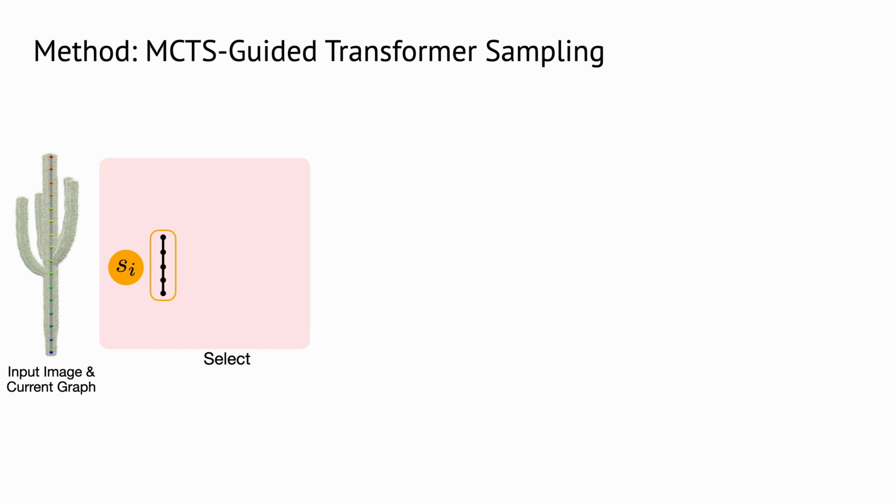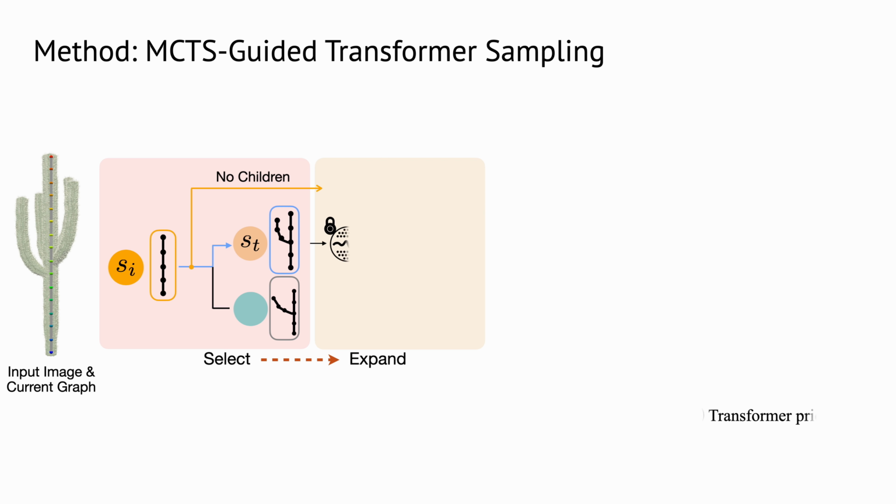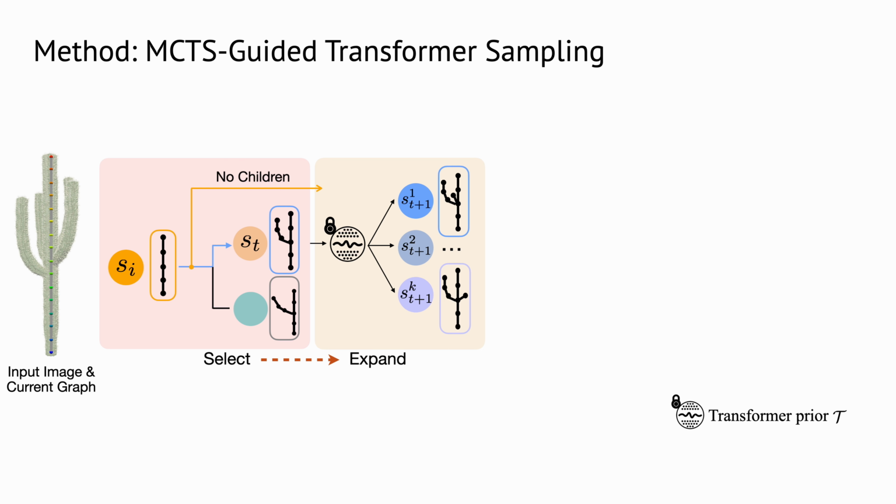To better align the predicted graph to the input condition, we introduce a Monte Carlo Tree Search, or MCTS, guided sampling into our inference process. Starting from a partially generated graph, we select the most promising leaf node for further exploration. At the beginning of the search, since no children exist, the current state is expanded directly. Each expansion uses the trained transformer as a generative prior to propose new edges.